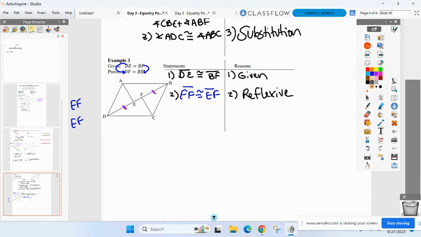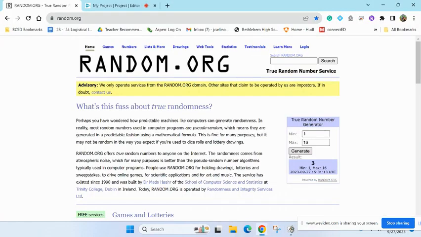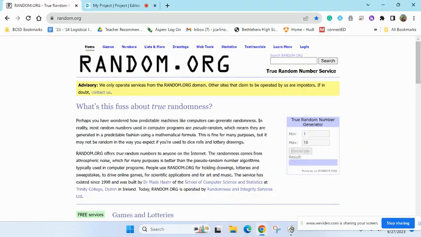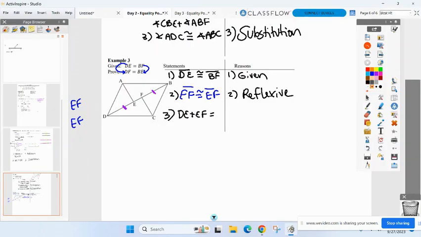Now, how many quantities do I have? 2, and now what can I do to them? Add them up. So you cannot add unless you have 2 of them ready. Give me 2 you're going to add together. DE plus EF. DE plus EF is equal to, give me the other pair we want to add together. BF plus EF.